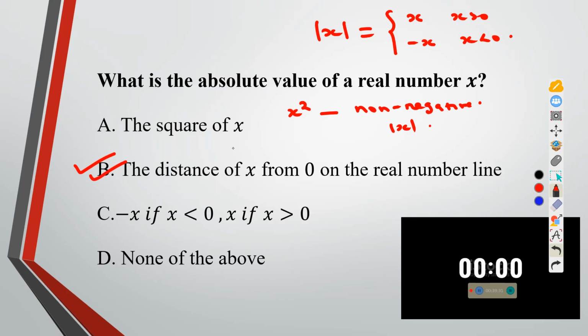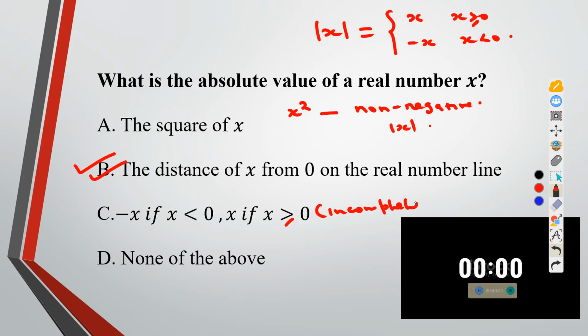This is very true. Then C, this is an incomplete piecewise definition because when you look at negative x if x is less than 0, by definition this must also include that the magnitude of x is x for x greater or equal to 0, negative x for x less than 0. So this is incomplete because this should be negative x if x is less than 0 or x if x is greater or equal to 0.